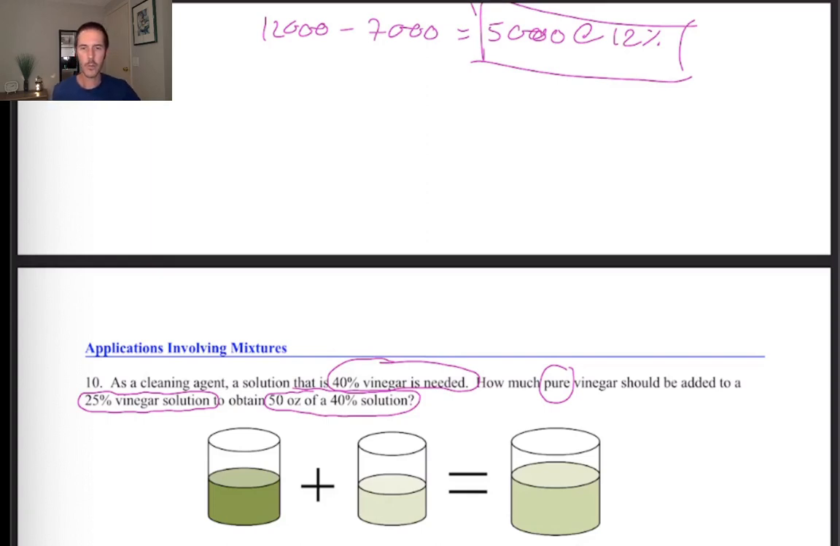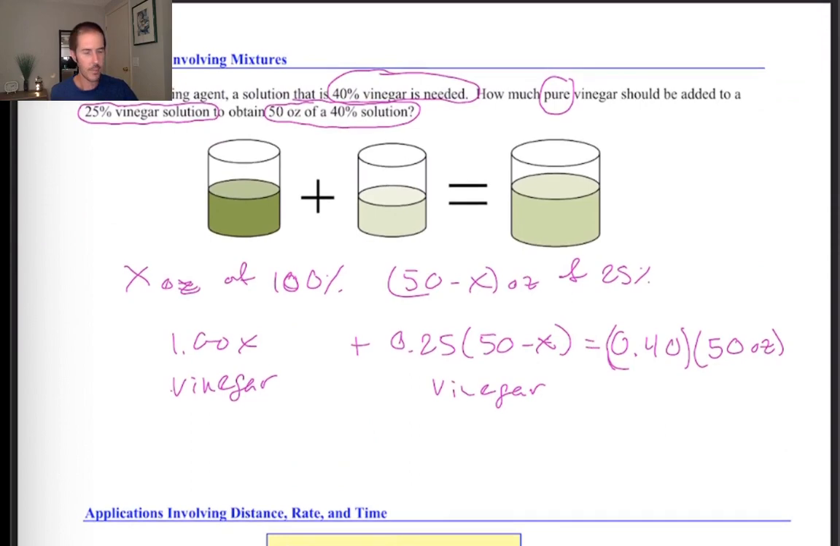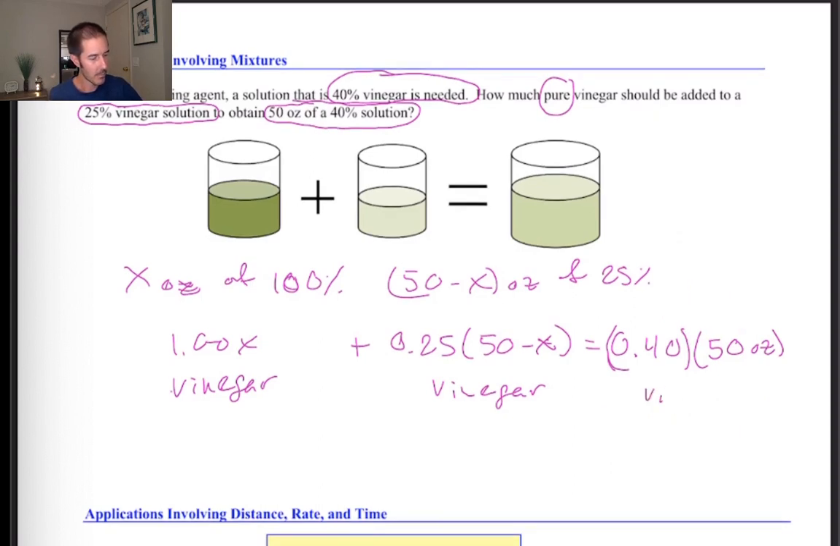Where am I? Oops, sorry, I'm off screen. I just wrote this. 40% of, because there's multiplication in there, your 50 ounces of cleaning solution is, what's it made of? Vinegar.